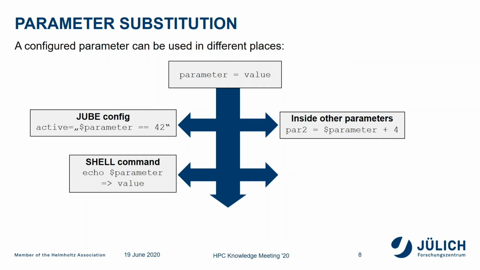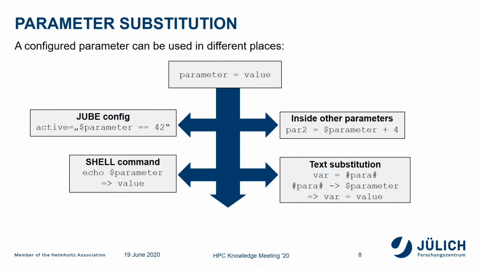We saw we can use parameters within the shell commands, of course. We can also use parameters for text substitution. So you can tell JUBE to load a file and to replace parts of the file with some other content. So to substitute parts of a file, which is very helpful if you have an application which deals with configuration files instead of a long command line list. And finally, you can also export parameters to regular environment variables, which again is helpful if you have an application which is mostly configured by environment variables. So parameters are very flexible to use.